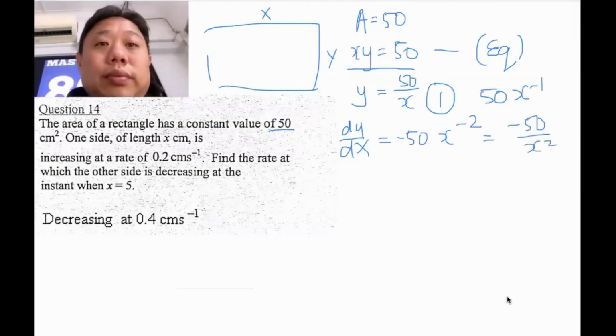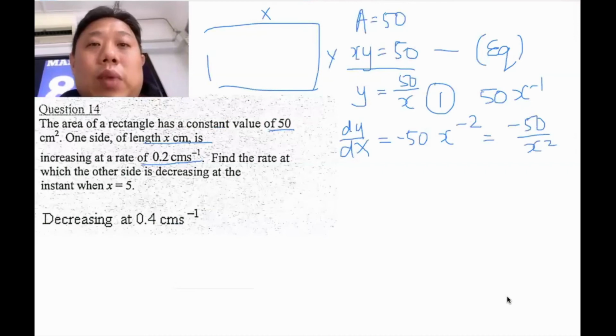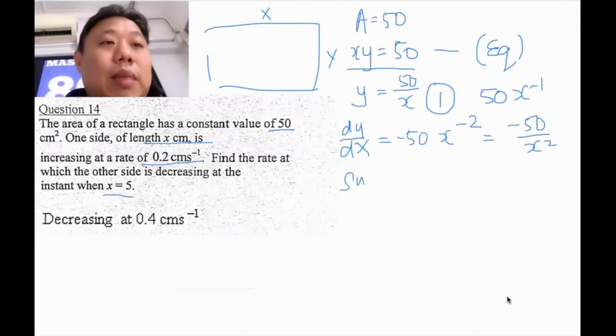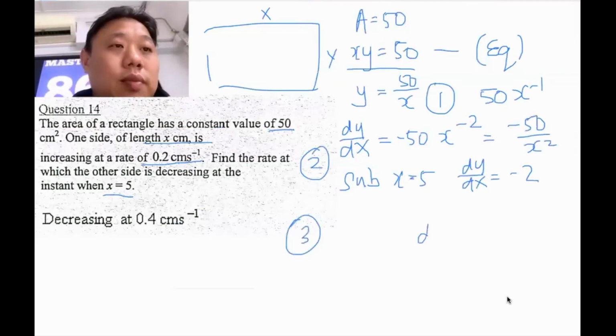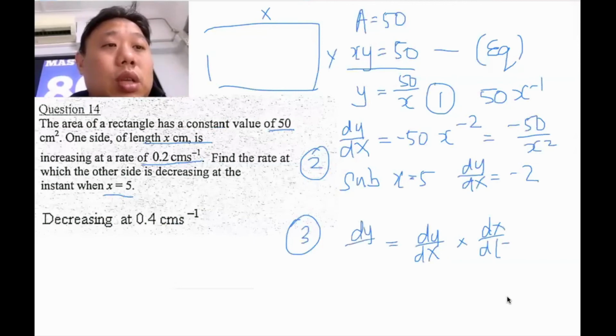So now, x is increasing at 0.2, okay, when x is 5. So that means I must find my gradient or tangent. Sub x is 5 inside. So you are likely going to get dy/dx equals minus 2. So now you execute, after your step 2, the step 3. Protect the king. The king is dy by dx. The bodyguard is dx by dt. The other side is called dy by dt.